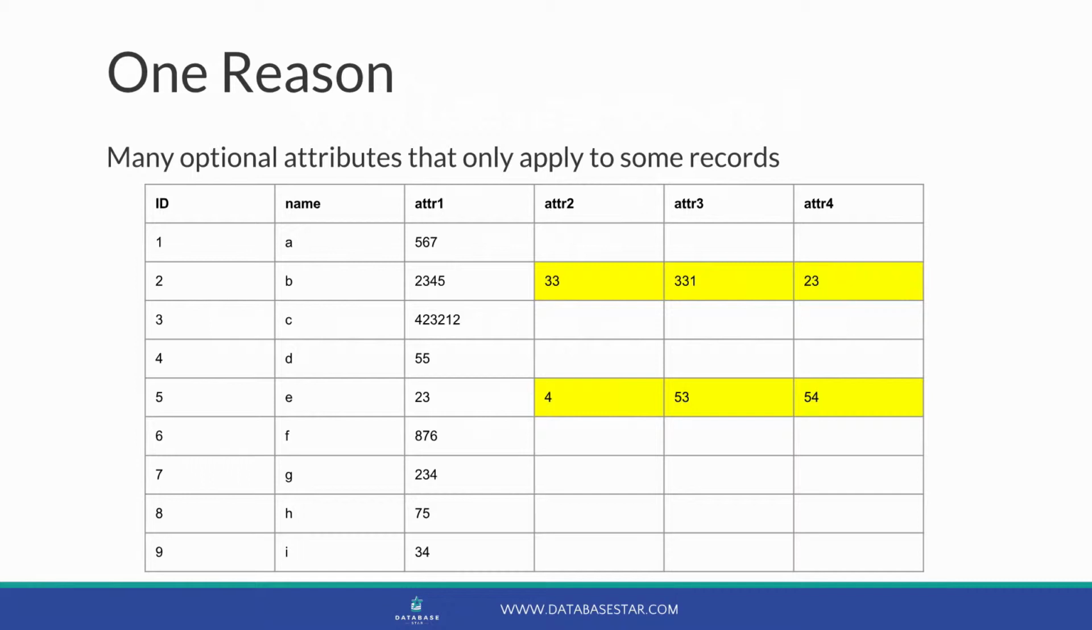The first is if there are many optional attributes that only apply to some records. Sometimes you have a table with quite a few columns in it. If some of those columns are optional and only apply to some records, you may want to move them into a second table and relate those rows to the first.